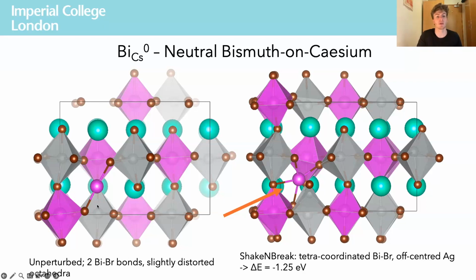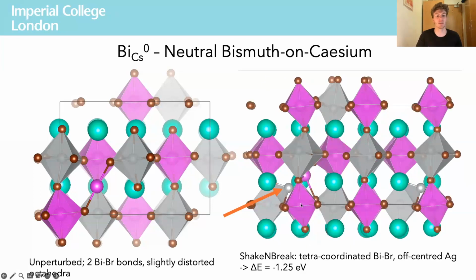ShakeNBreak, on the other hand, finds that this bismuth atom likes to off-center a little bit, finding this displaced tetra-coordinated bismuth-bromine structure with a strongly off-centered silver atom beside it. That off-centered silver ion is not so easy to see in that initial structure, but if we look at it from this point of view, we can see here how significantly the neighboring silver atom has been displaced to lower the energy of this structure.